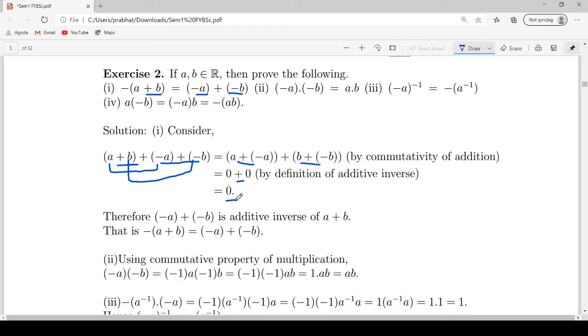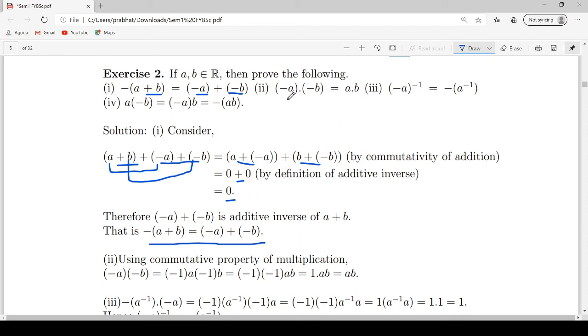So what you have got, when A plus B is added to minus A plus minus B, you are getting 0. That means minus A plus minus B is additive inverse of A plus B. But since additive inverse is unique, you can say minus of A plus B is equal to minus A plus minus B. Let's see the second statement.